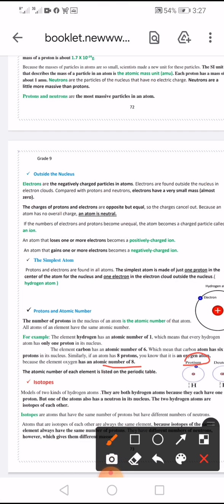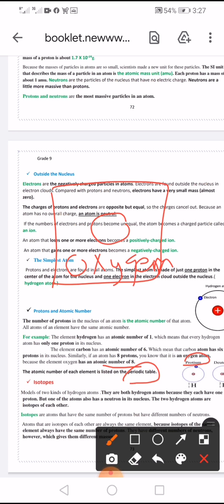The atomic number of each element is listed on the periodic table. We see the atomic number presented in the periodic table like this. This is a small box inside the periodic table. We can see the symbol of an element, like this, oxygen, and then the chemical name here, oxygen, and above the symbol we have a number. This number is called the atomic number, like 8 here.